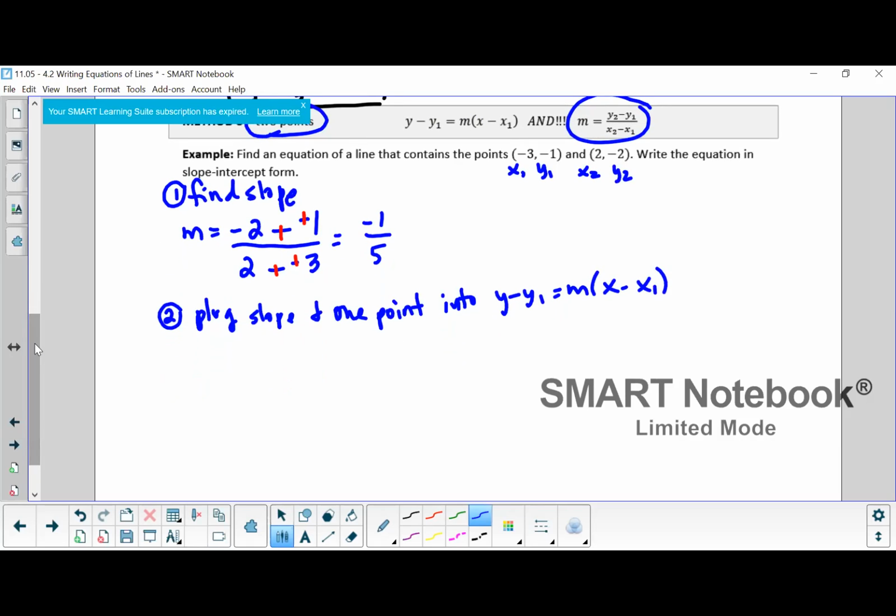Plug the slope and one of the points into that formula, which we just talked about in method 2.